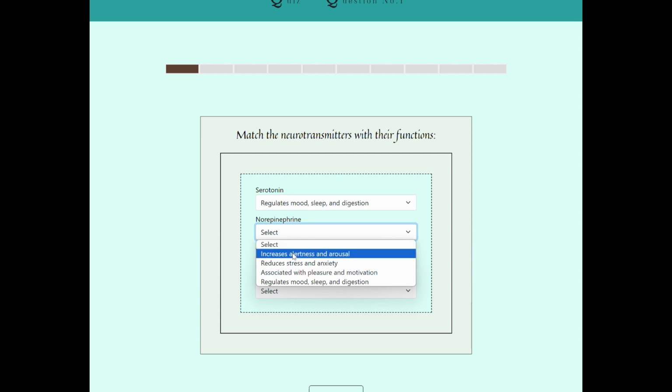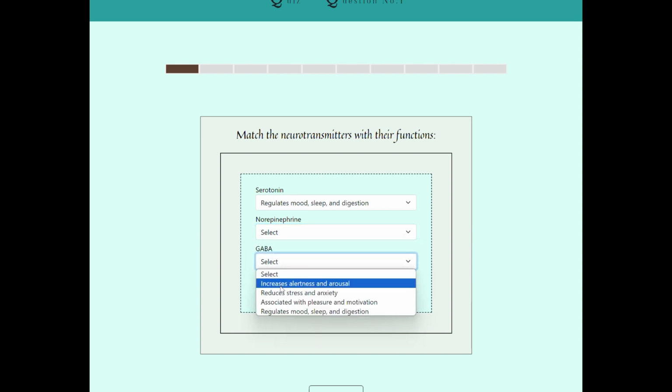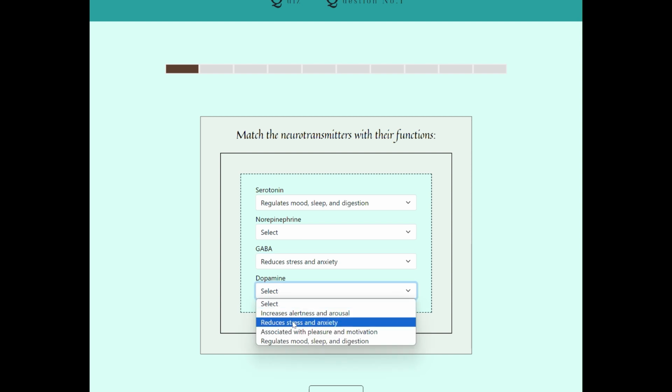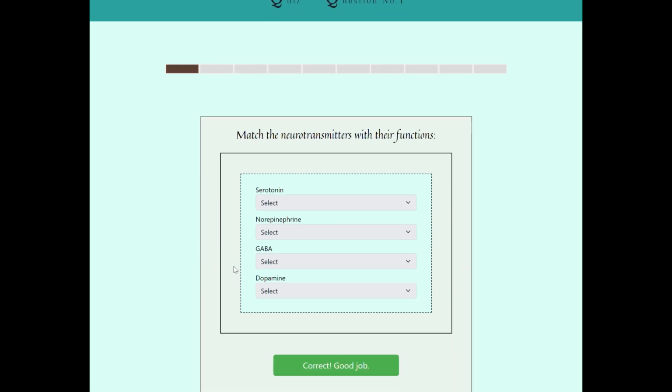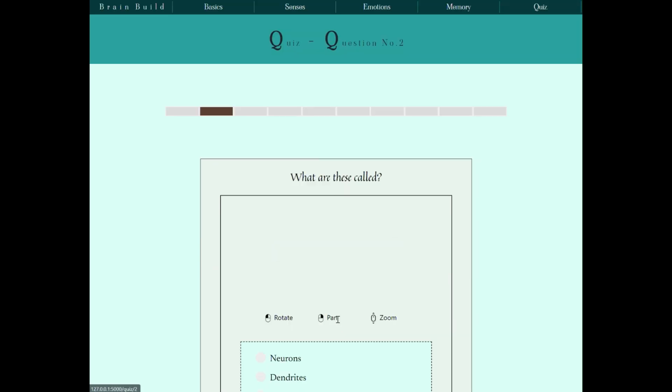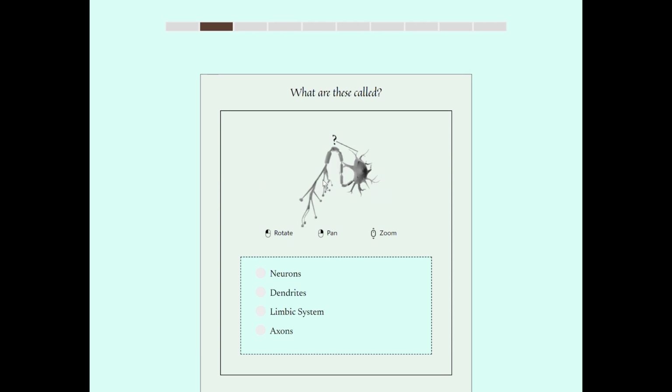Norepinephrine, I don't think we covered that. GABA, anxiety. Dopamine, is it pleasure and motivation? Norepinephrine must be alertness and arousal, right? Oh yeah, great, good job. Okay, what are these called? Those are dendrites.